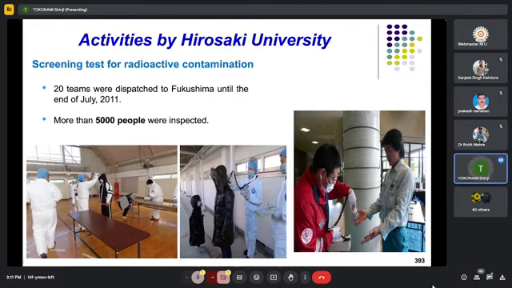Twenty teams from our university were dispatched to Fukushima until the end of July 2011. Eventually, more than 5,000 people in Fukushima were inspected.